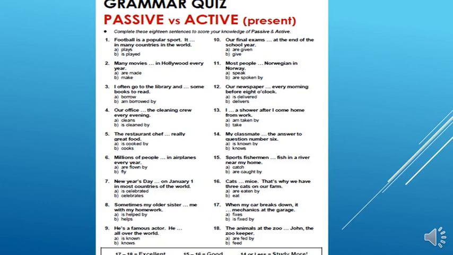17. When my car breaks down, it dash mechanics at the garage. So of course it's going to be when my car breaks down, it is fixed because I don't think cars can repair itself. Number 18, which is the last one, the animals at the zoo dash John, the zookeeper, so are fed by or feed. I don't think that animal can feed human, so it's going to be are fed by this man, John.